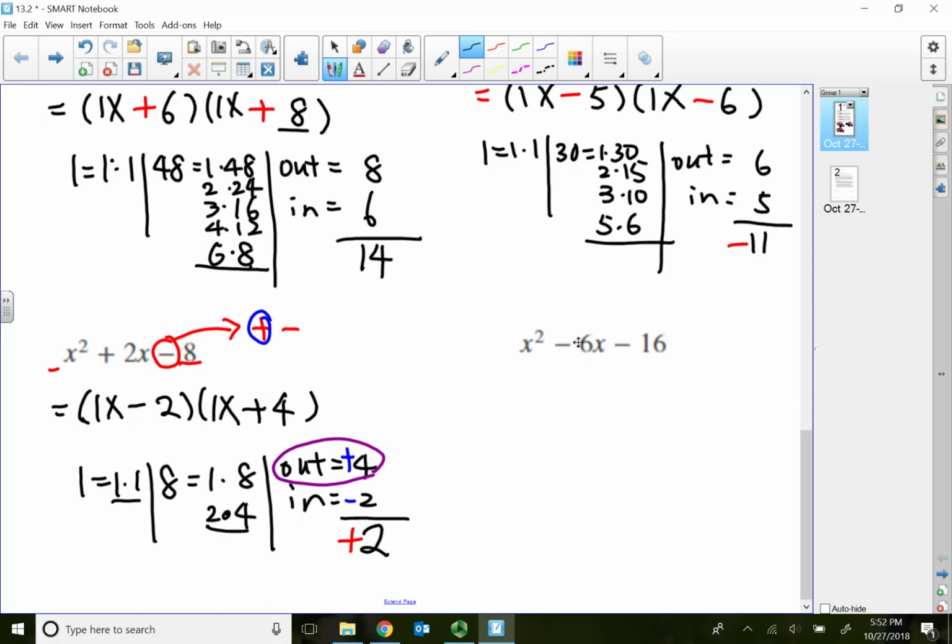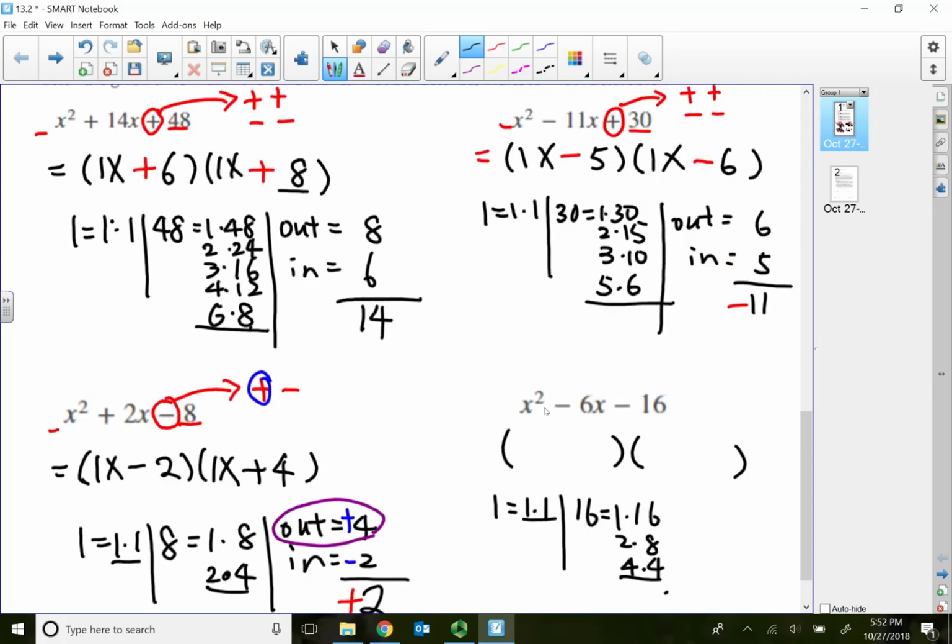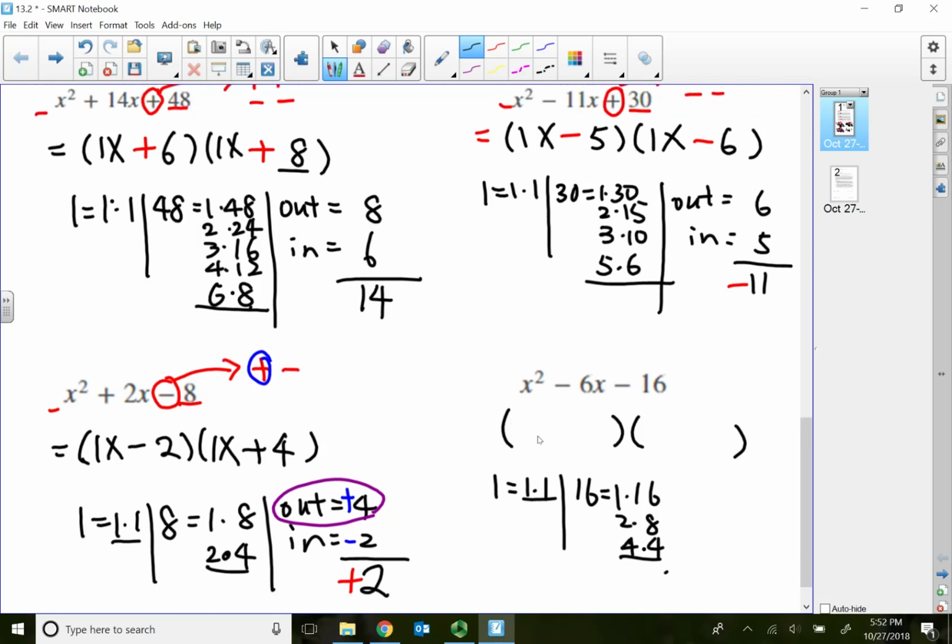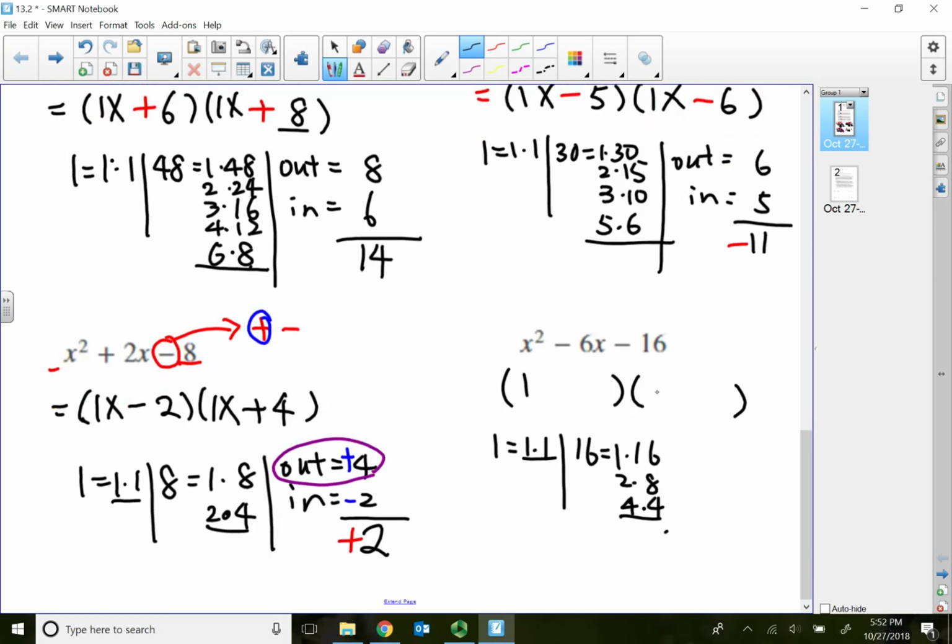All right, let's try this one. Same way. No greatest common factor between the 3 terms. All right, so 2 parentheses. Find all the factors of the first term and the last term. So 16 is 1 times 16, 2 times 8. The closest one has to be 4 times 4. So starting from the bottom, find all the factors of the first. Write the factor of the first term at the beginning of the 2 parentheses. The factor of the last term goes on the back side of the 2 parentheses.